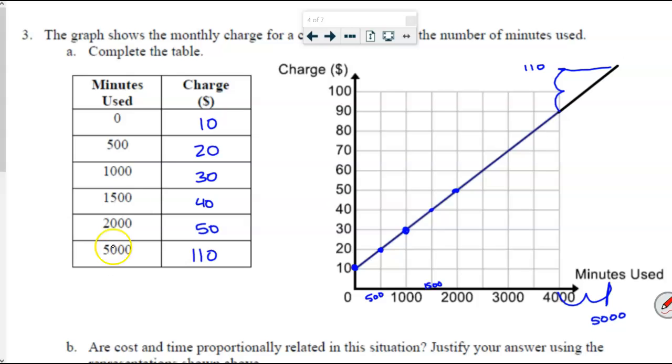Here's some other ways that we can do this. I just want you to be comfortable with things that we're seeing in the table, and this again gets you to that 8th grade level of thinking. Each time the table jumps by 500, how much is the charge changing?